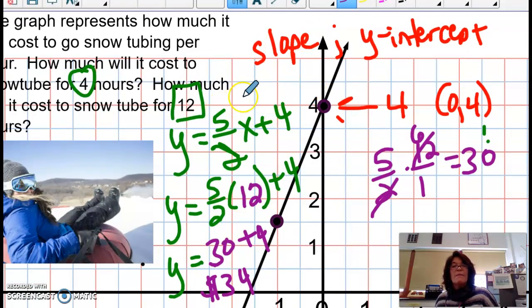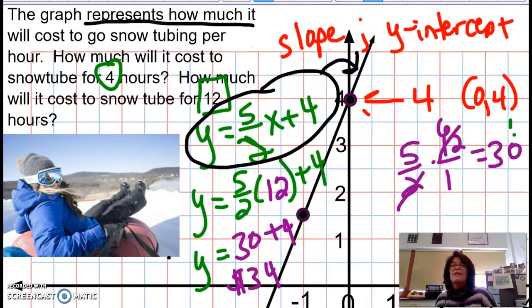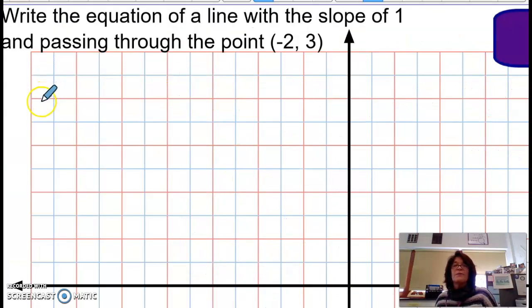Okay, see what I mean about the power of the equation of the line? This equation will give me any point on this line. And this line, they told me, represents how much it costs to go snow tubing per hour. Okay, so we made a little graph. x was the number of hours. y's how much it's going to cost. There we go. Okay, so we need to practice this skill.